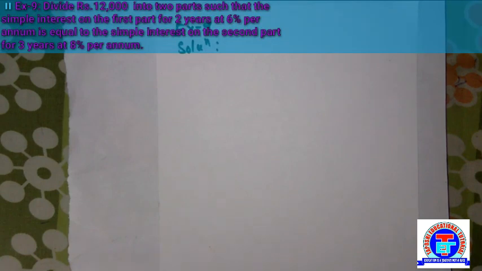Problem is that divide rupees 12,000 into two parts such that the simple interest on the first part for 2 years at 6% per annum is equal to the simple interest on the second part for 3 years at 8% per annum. Right student? You read this math 2 times, then try to solve it. Okay, I give this solution.